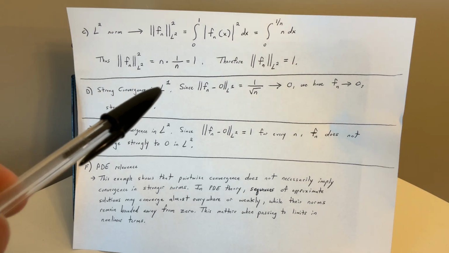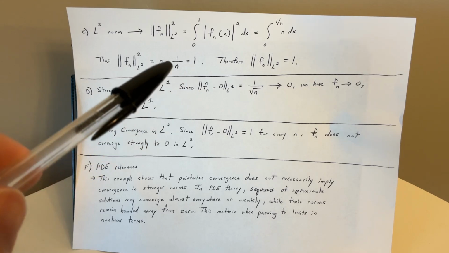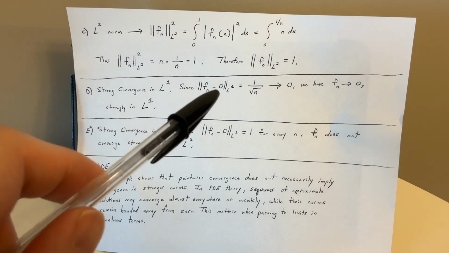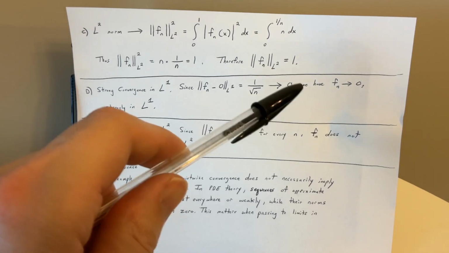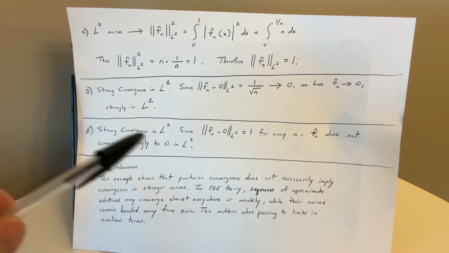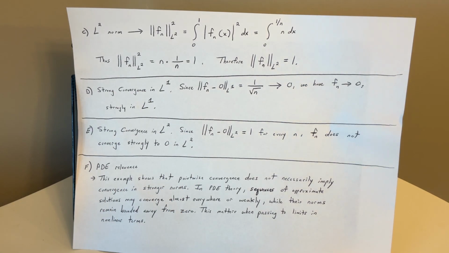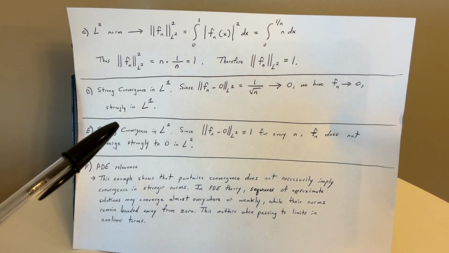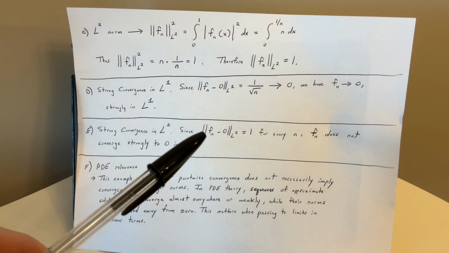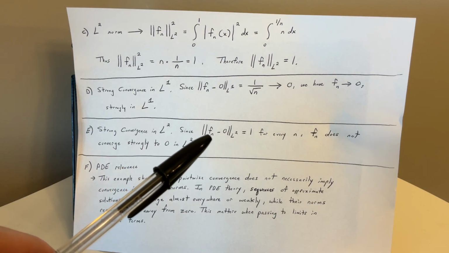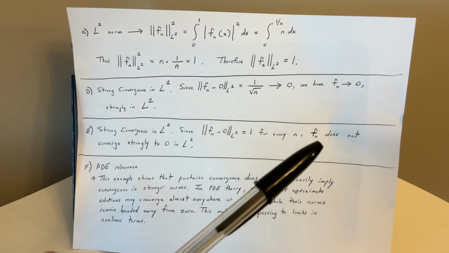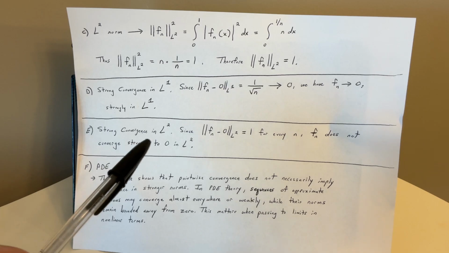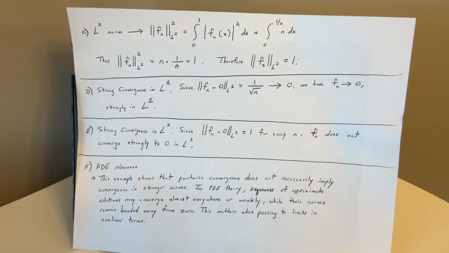Strong convergence in L1. Since we have the norm of f sub n minus 0 in L1 equals 1 over the square root of n, going to 0, we have f sub n going to 0 strongly in L1. Strong convergence in L2. Since the norm of f sub n minus 0 in L2 equals 1 for every n, f sub n does not converge strongly to 0 in L2.